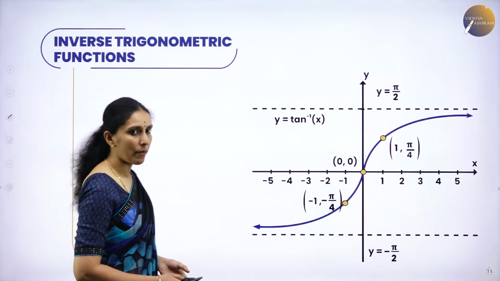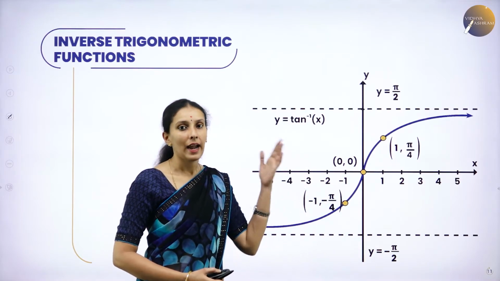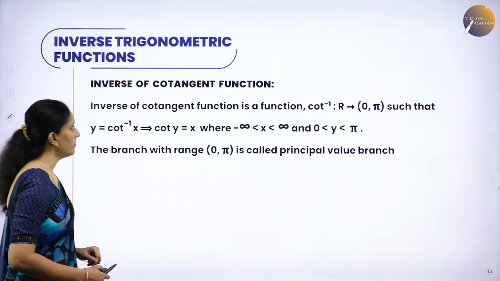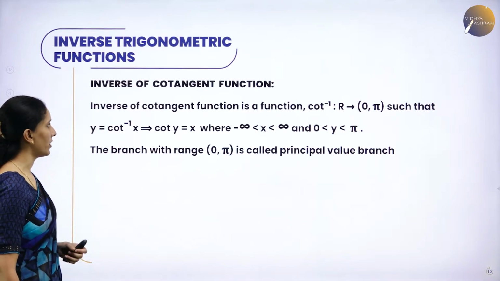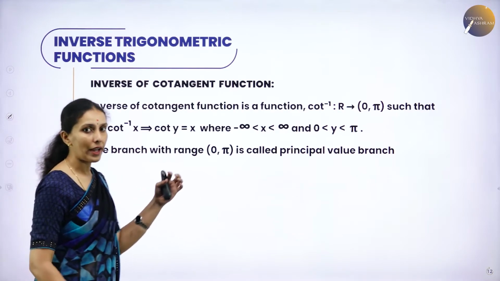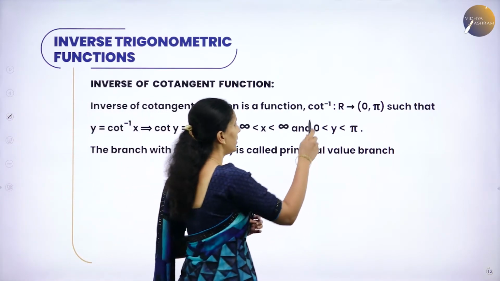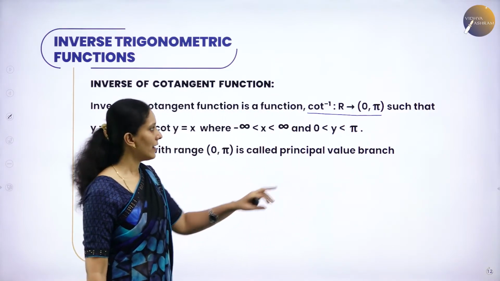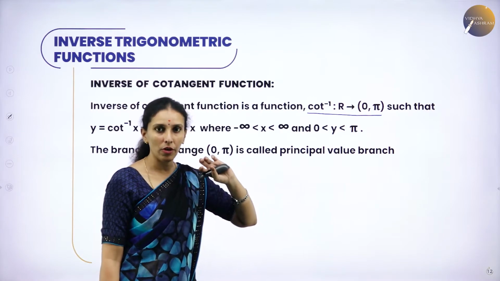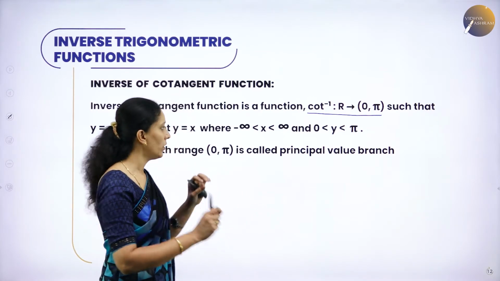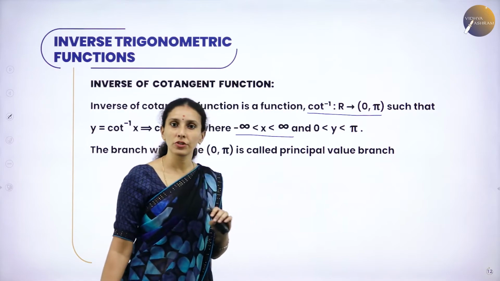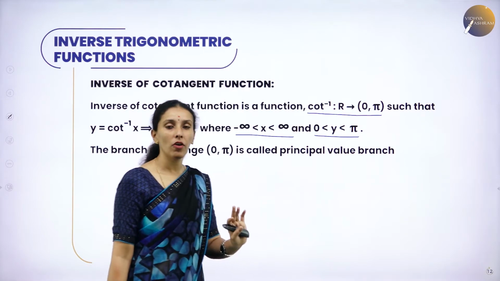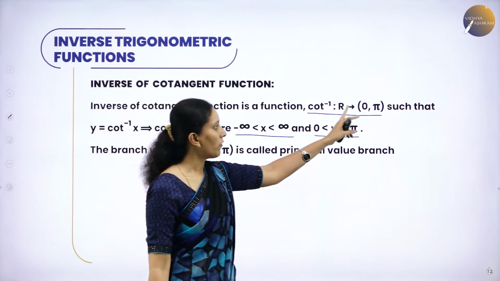Now again, the domain is the set of real numbers and the range is from minus pi by 2 to plus pi by 2. Next one, the inverse of the cotangent function. The inverse of the cotangent function is a function written in the form of cot inverse from R to 0 comma pi. Again, R is nothing but minus infinity comma infinity. Thus, the domain value, that is x, lies from minus infinity to plus infinity and y lies from 0 comma pi. So here also 0 comma pi is written in the form of an open interval.